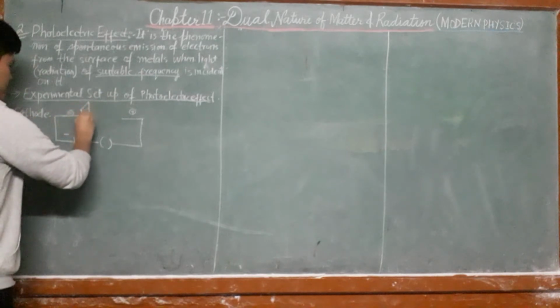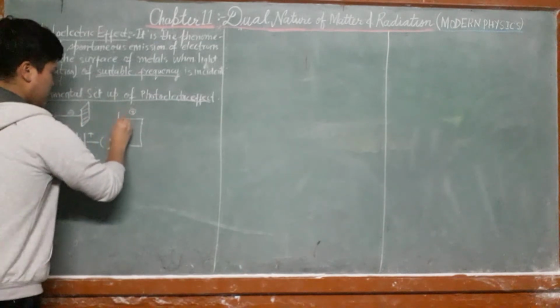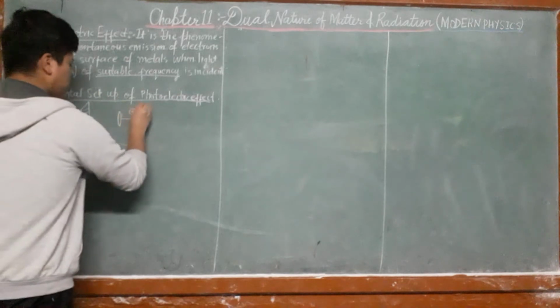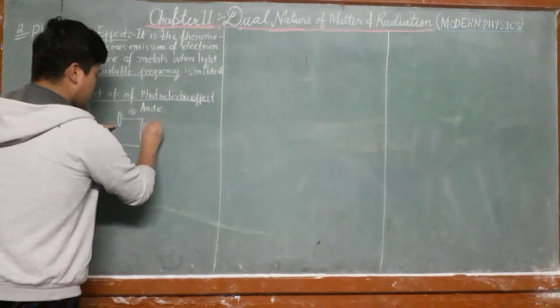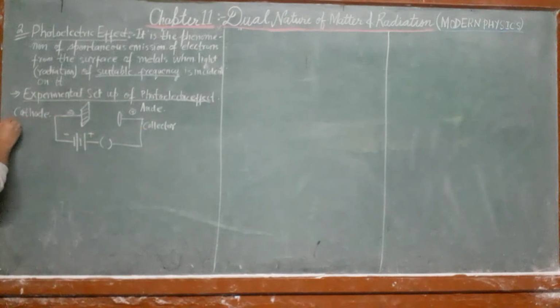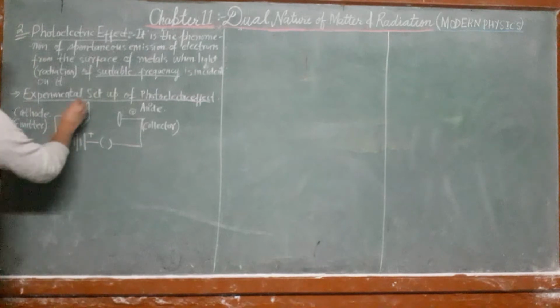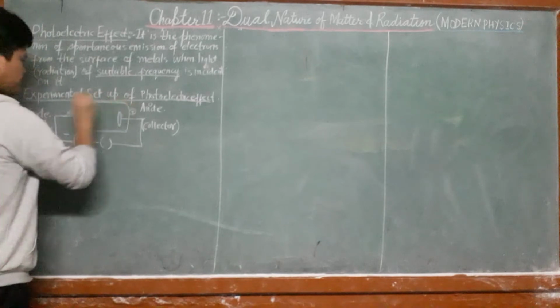So suppose this is the metal plate which is at the negative terminal, which is your cathode, and on this side is the collector. Positive means this is the anode side. Why I am calling this collector, you will know in some minutes. This side is called emitter and this side is called collector. Now this setup is within a vacuum tube.